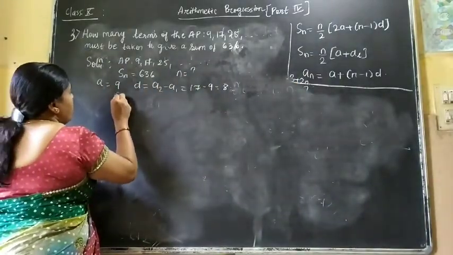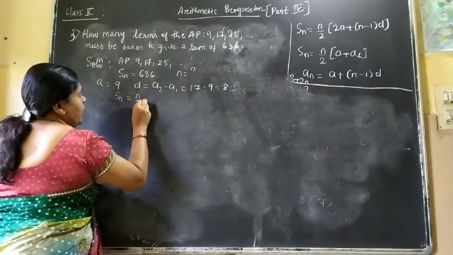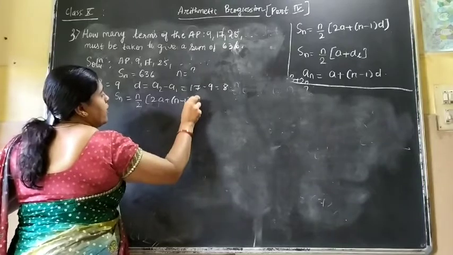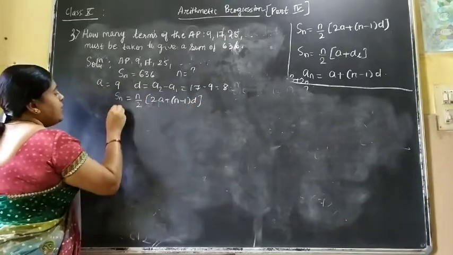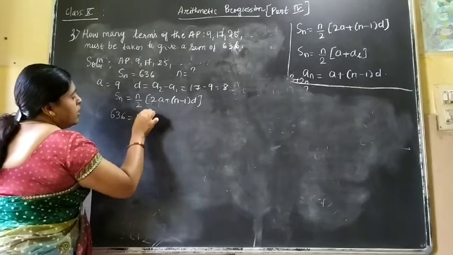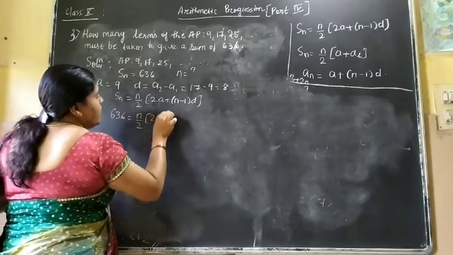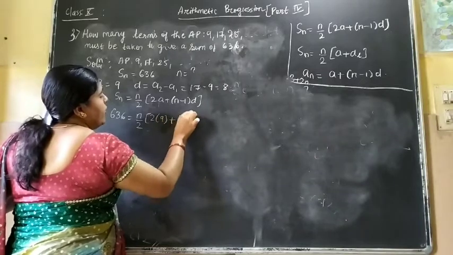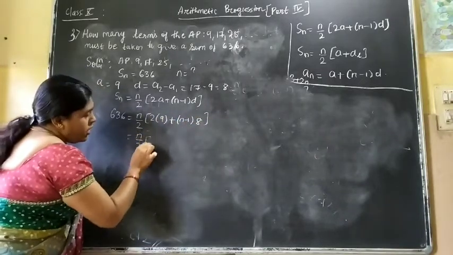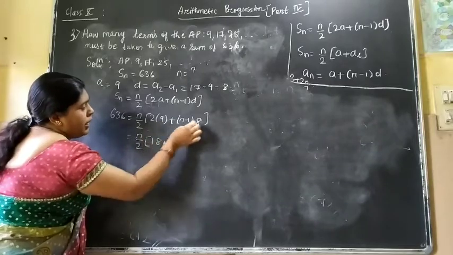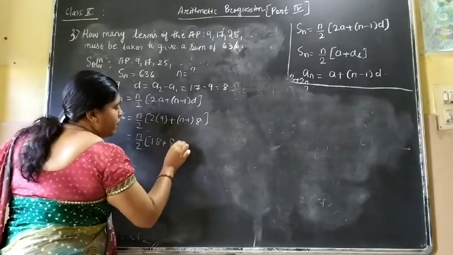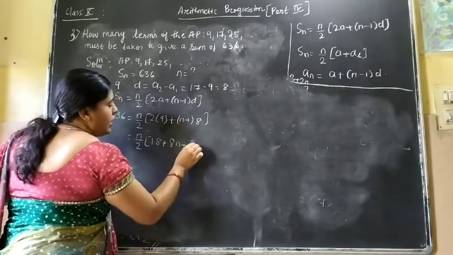So let us substitute in the formula Sn is equal to n by 2 [2a plus (n minus 1) into d]. What is the value of Sn? It is 636, the value of a is 9, and the value of d is 8. Now simplify the bracket first. 9 2s are 18. Multiply 8 with these numbers: 8 into n is 8n, minus 8 into 1 is 8.